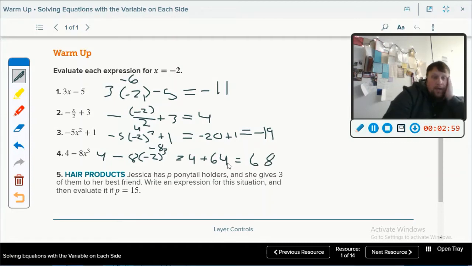Boom. Jessica has P ponytail holders, and she gives 3 of them to her best friend, so we're going to have P minus 3, right? Write an expression for the situation, then evaluate if P equals 15. Well, she has P ponytail holders, and she gives 3 of them to her best friend. Yeah, it's just P minus 3. So it's going to be 15 minus 3, which means 12.